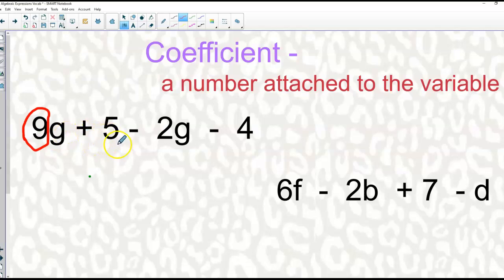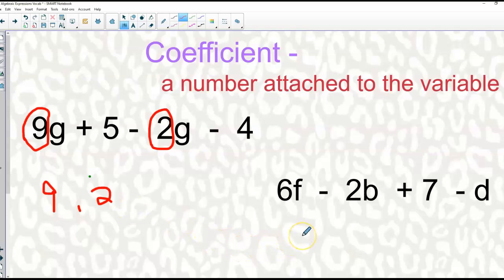So if I look at this term, it does not have a letter, so that is not a coefficient. This one has a letter attached to the number, or a variable attached to the number, so this would be our coefficient of 2. And this one, again, does not have a variable, so it is not a coefficient. To be a coefficient, it has to be attached to a variable. It's the number that is in front of your variable. So this problem has 2 coefficients. It has 9 and it has 2. Those are the only 2 coefficients, 9 and 2.